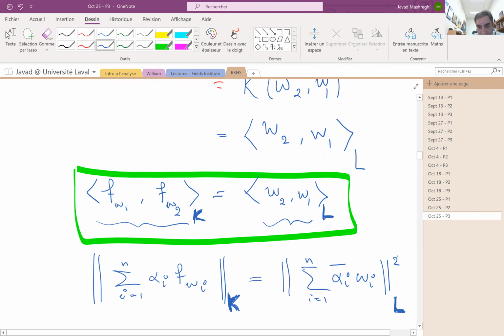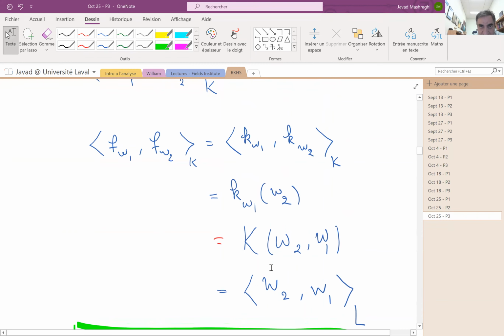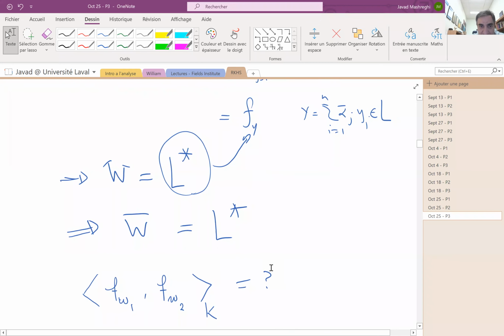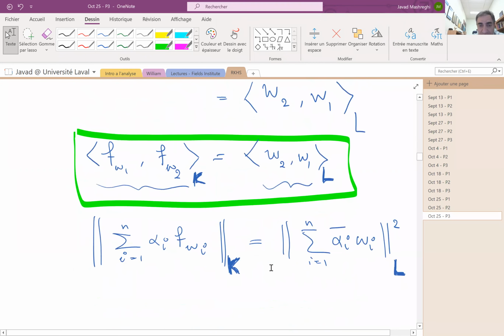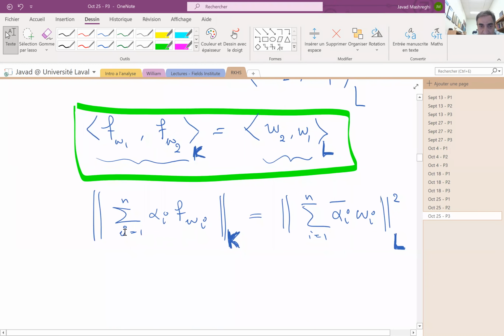So this has some interesting consequences. One of them is what we wanted to prove here, that W bar is equal to L star too, because if you have any Cauchy sequence here, it gives a Cauchy sequence there. That Cauchy sequence is convergent, and then you go back to the beginning, and the original one is also convergent. So this implies that W bar is equal to L star. It's the whole dual.